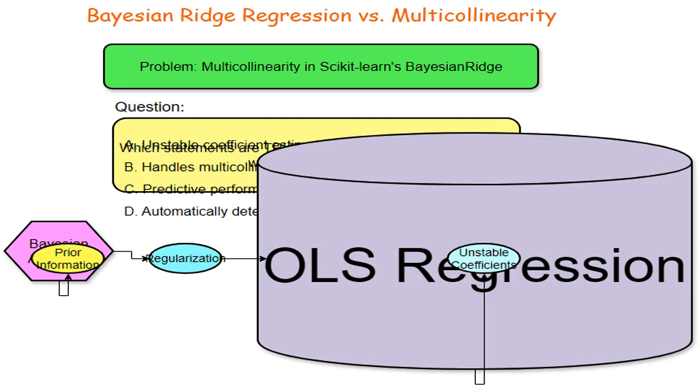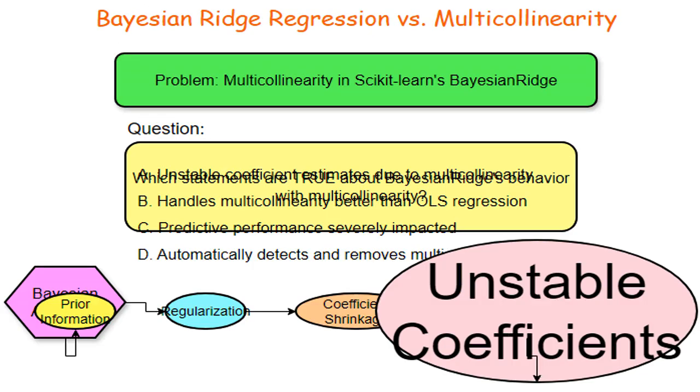I'm discussing OLS, ordinary least squares, regression, a common statistical method for linear regression that's highly sensitive to multicollinearity. I'm discussing what happens with OLS regression when faced with multicollinearity. It produces unstable coefficient estimations. Small data changes lead to drastic changes in coefficient values.